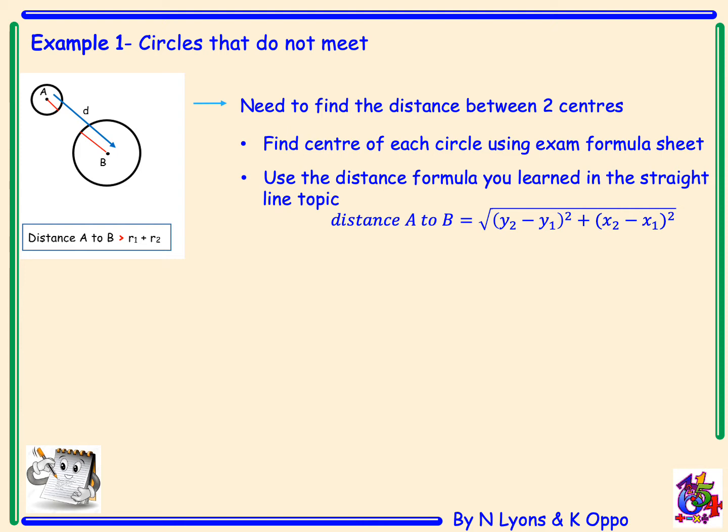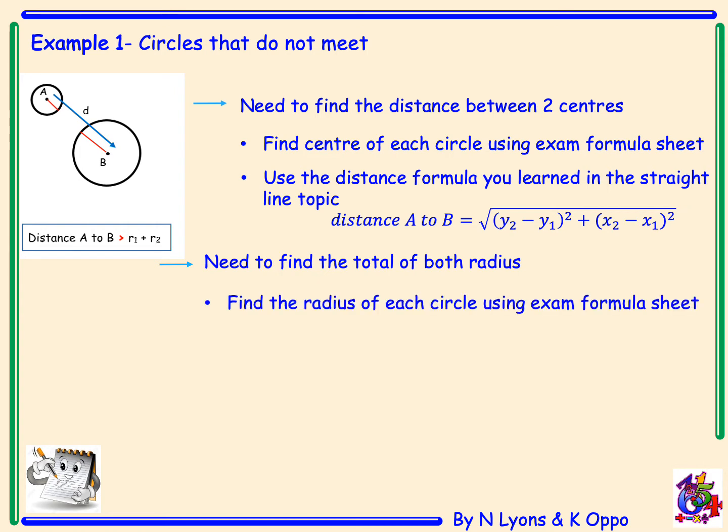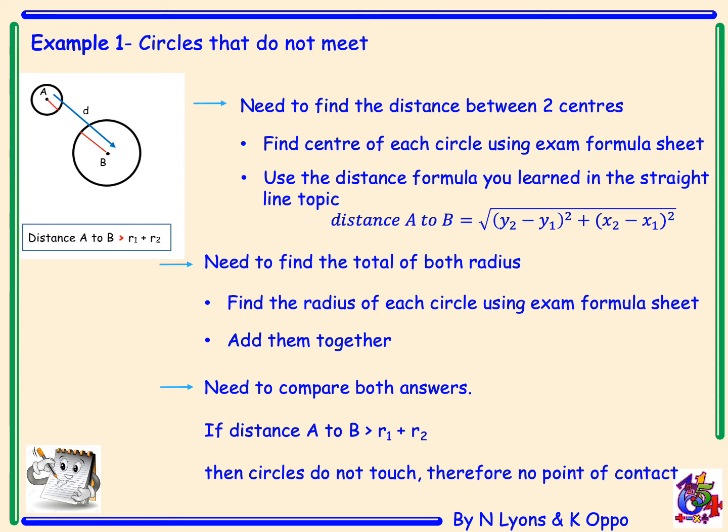Once we've got the distance between the centres, we then need to find the total of both of the radiuses. To find the radius of each circle using the exam formula sheet, we would then add them together, and then the final step is to compare both of our answers. If the distance A to B is greater than R1 plus R2, then the circles do not touch and there is no point of contact.